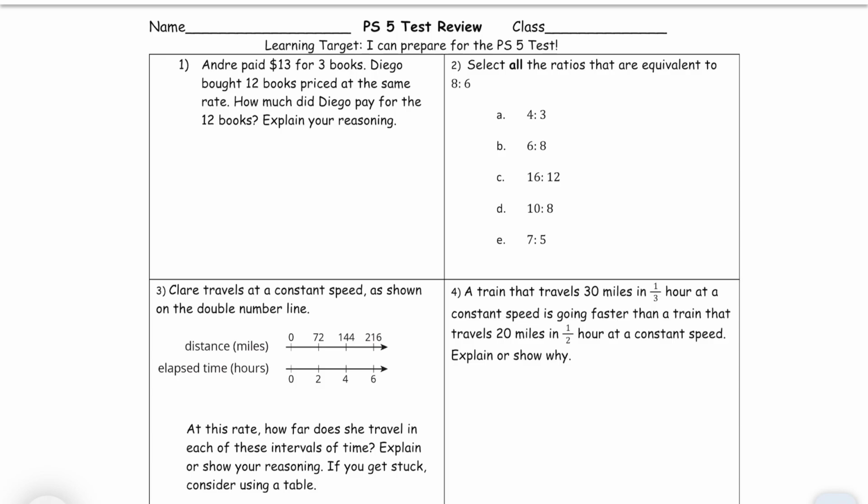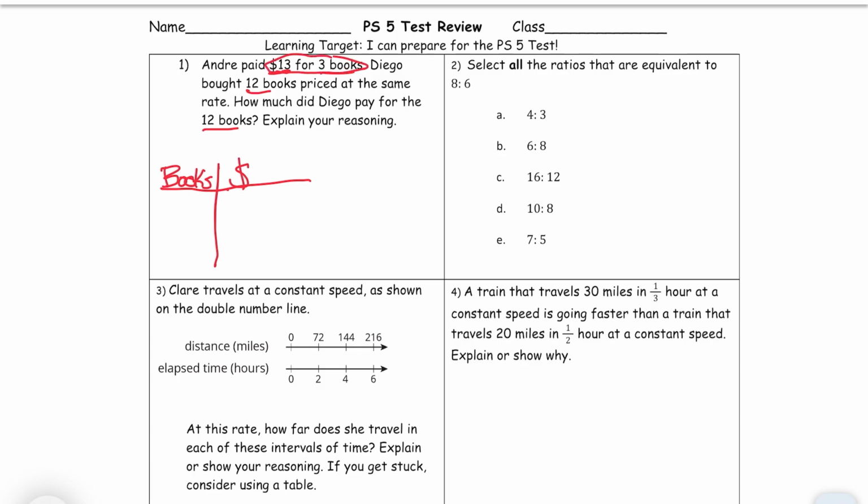Question 1. Andre paid $13 for 3 books. Diego bought 12 books priced at the same rate. How much did Diego pay for 12 books? Explain your reasoning. So tables are our friends. Looks like my two categories are books and money.